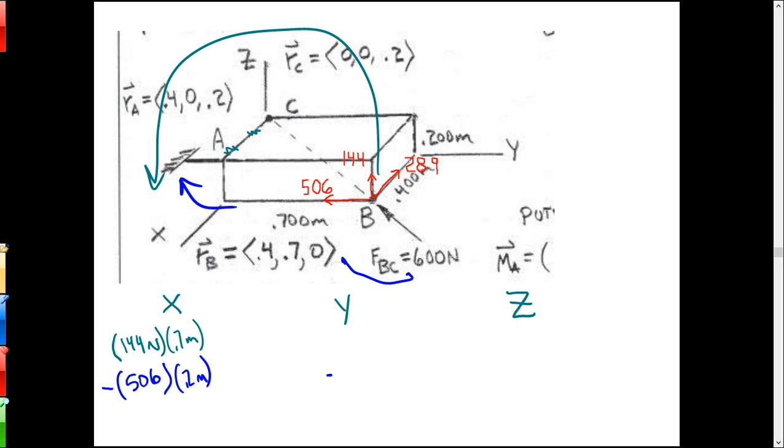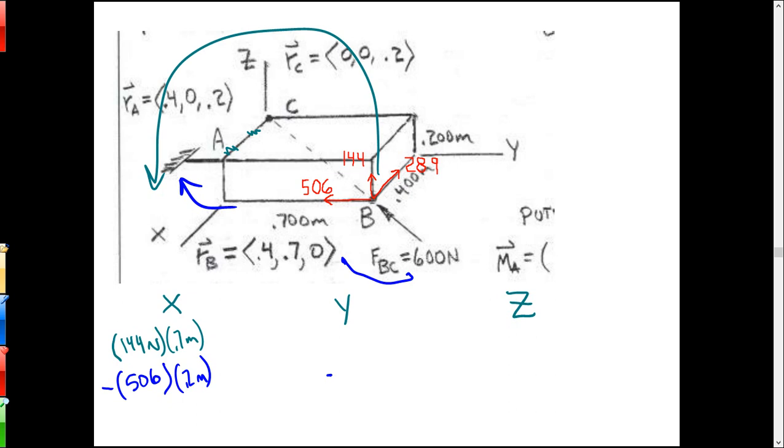You all okay with that? And if you rotate your fingers in the direction of that blue arrow, your thumb points into the page. That's clockwise, so that's negative. Okay, what else do we got going on here?